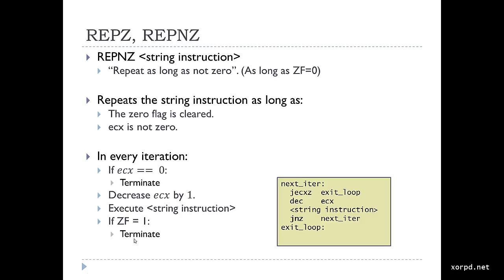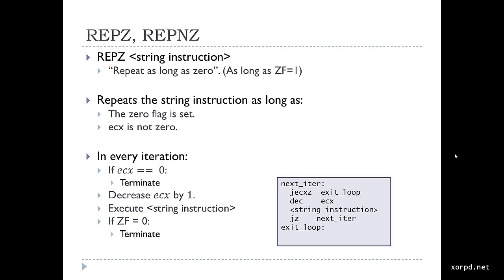If you are more comfortable with the assembly syntax, let's try to explain it here. In every iteration, we first check if ECX equals 0, and if it does, we exit. Then we decrease ECX by 1. Then we execute the string instruction, which is this one. And finally we check the 0 flag. If the 0 flag is 0, we move on to the next iteration. But if the 0 flag is 1, we terminate.